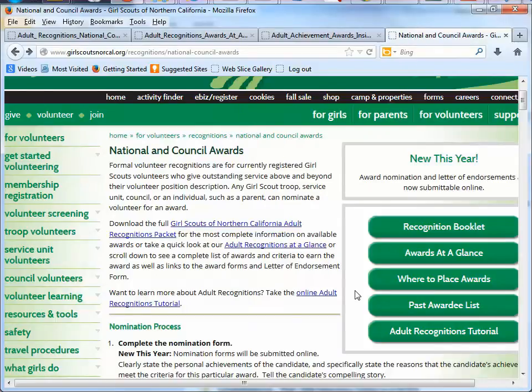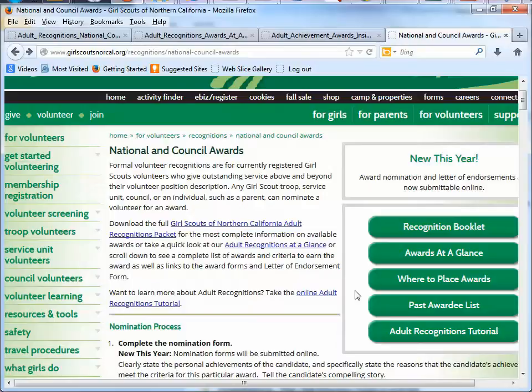Okay, so you're ready to nominate someone for an award. You have the perfect person in mind. Their time and dedication to Girl Scouts has really paid off. They've gone above and beyond their efforts in their volunteer role, and you want to make sure that they are awarded and appreciated. But what awards have they already received?